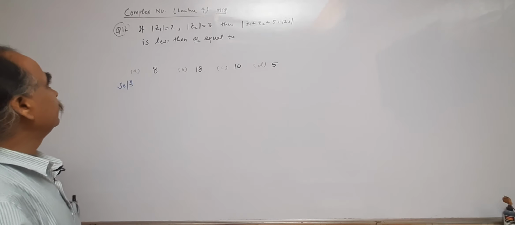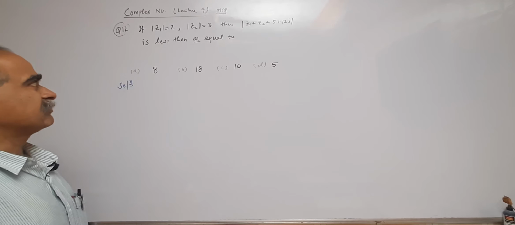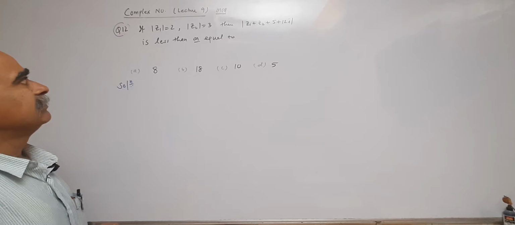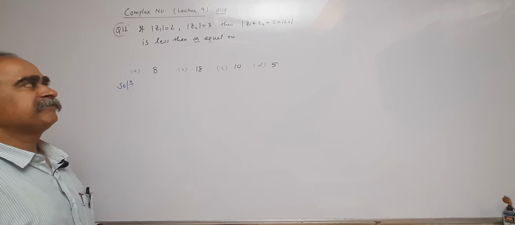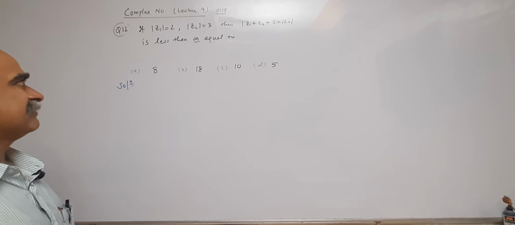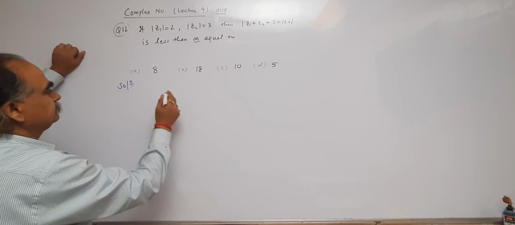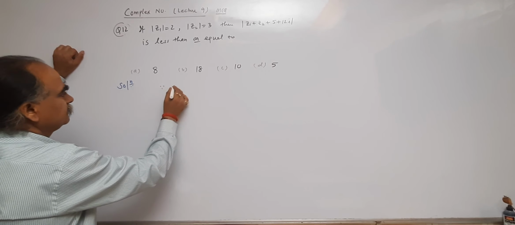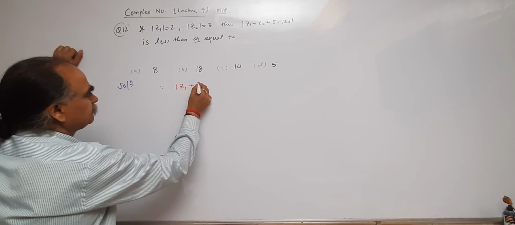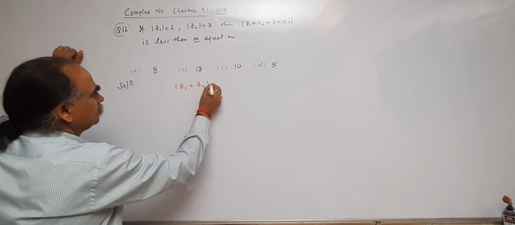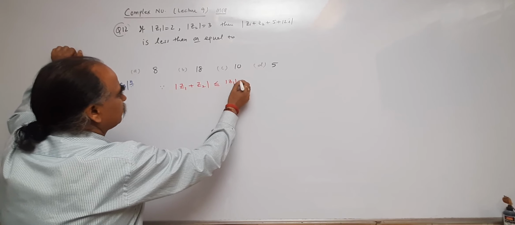Okay friends, next question is, if mod z1 is 2, mod z2 is 3, then mod of z1 plus z2 plus 5 plus 12i is less than or equal to 8, 18, 10, 5. Since this is a property of modulus, modulus of z1 plus z2 is less than or equal to mod z1 plus mod z2.